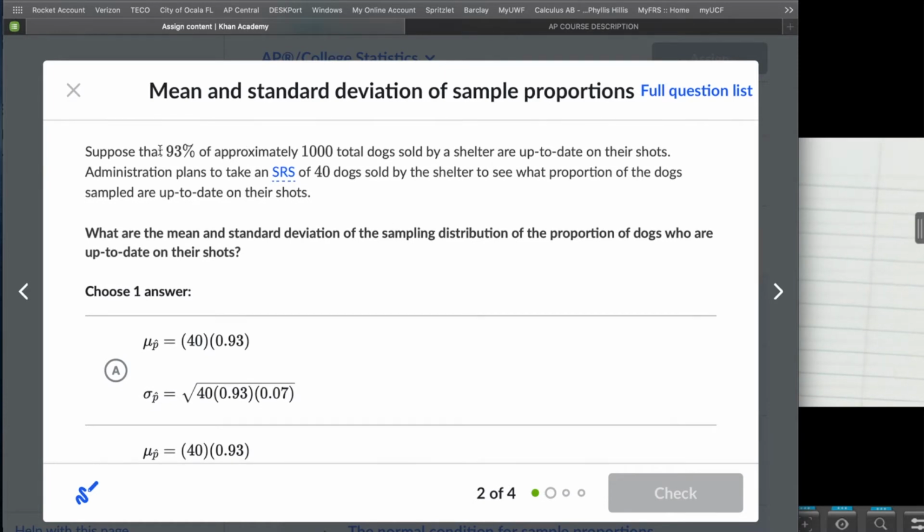So suppose that 93% of approximately 1,000 total, so again, this is the assumed truth kind of line, are up to date on their shots. They're planning on taking a simple random sample of 40 dogs to see what proportion of dogs sampled are up to date, and what are the mean and standard deviation of that sampling distribution. So again, we're trying to find what do we expect when we sample 40 dogs, what would we expect on average, and how much should it vary?